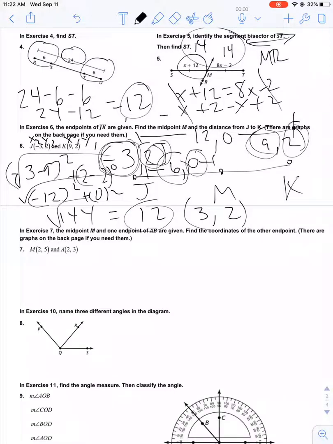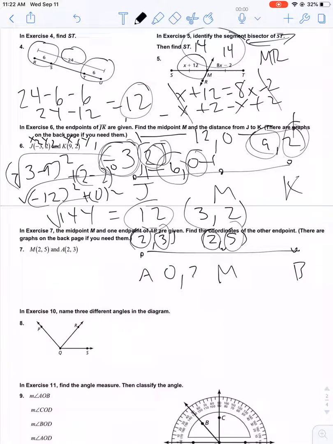So it says in this next problem, you're given the midpoint and one of the endpoints. So I've got A and B with a midpoint at M, which is 2, 5. And this is 2, 3. And I need to find B. Let's see, the distance from here to here is 0. Here to here is 2.